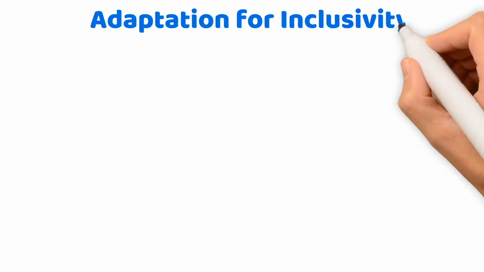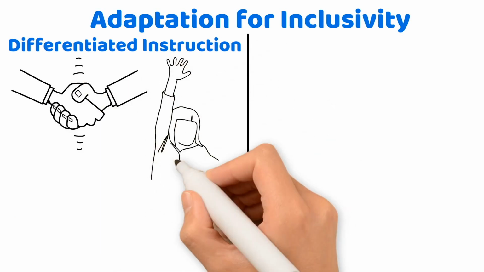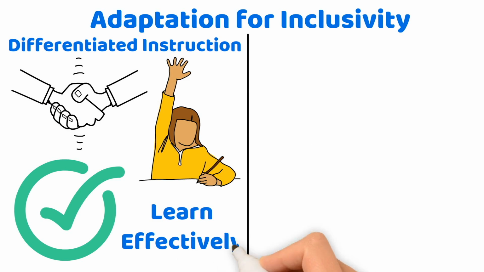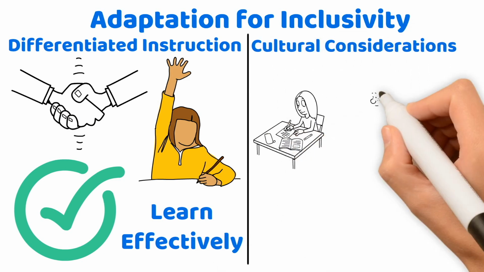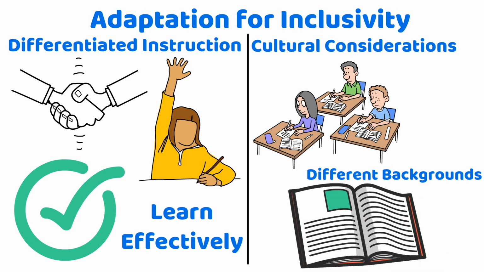Adaptation for inclusivity. Differentiated instruction. Tailor activities to meet the diverse needs of all students, ensuring everyone can participate and learn effectively. Cultural considerations. Integrate culturally diverse activities to engage students from different backgrounds and broaden the educational scope.